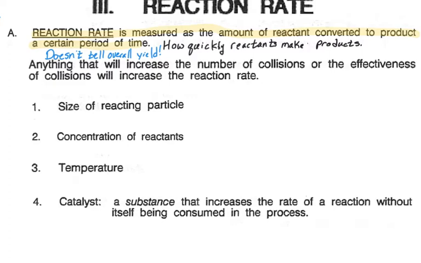We're going to look at some things that increase the reaction rate. Anything that increases the number of collisions or the effectiveness of those collisions will increase the reaction rate. The four major things that we use to increase the reaction rate are the size of the particles, the concentration of the reactants, the temperature, and catalysts. By definition, a catalyst is a substance that increases the rate of a reaction without itself being consumed in the process. We'll go into each of those next.